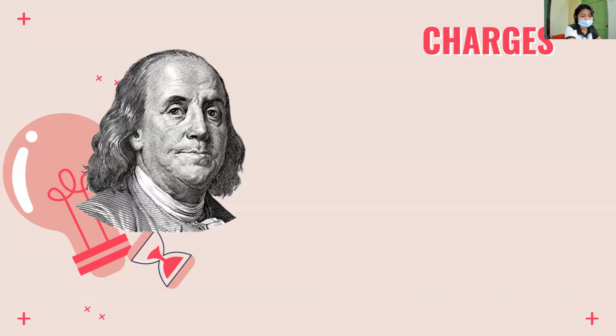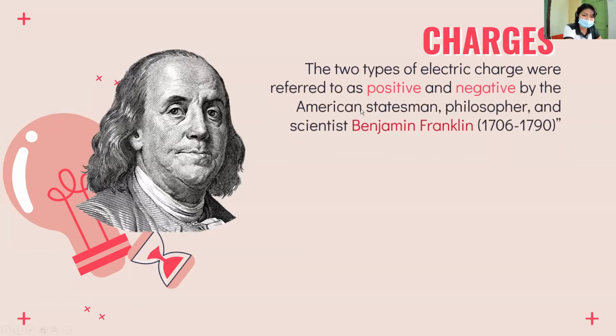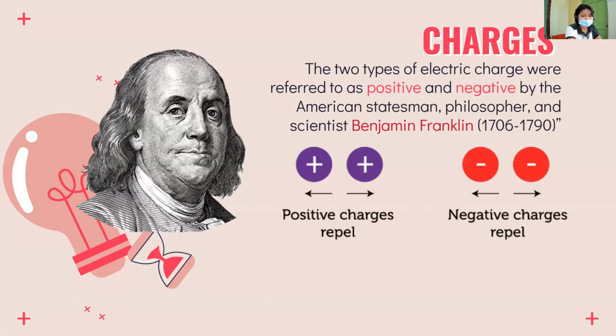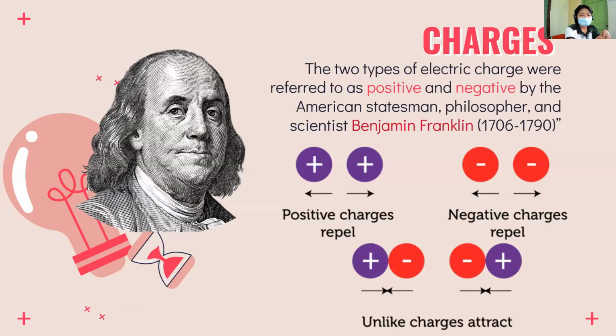Si Benjamin Franklin ang siya yung nag-prepared ng positive and negatively charged particles. Siya ay isang American statesman. For him, like charges, yung mga magkaparehas, obviously nagre-repel. Even though parehas na positive o parehas na negative, magre-repel at magre-repel yan, kasi masyado na silang pareha, so hindi sila mag-a-attract. Kapag unlike charges naman, mag-a-attract po yan. Okay?